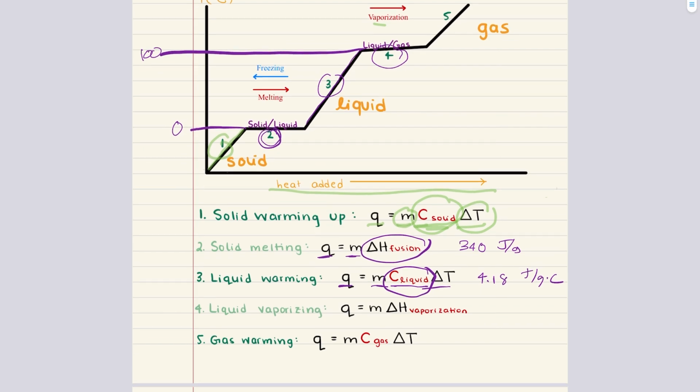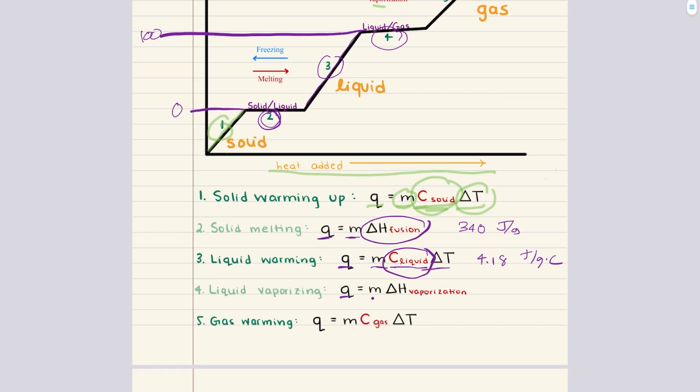The equation used is going to be Q is equal to mass multiplied by the enthalpy of vaporization. For water, this value is significantly larger than the enthalpy of fusion because it requires more energy to completely separate particles into the gas phase due to stronger cohesive forces in the liquid. And for water, this is going to be equal to 2,260 joules per gram.